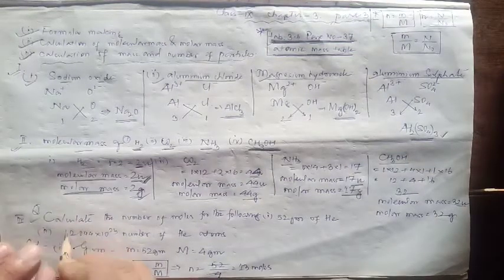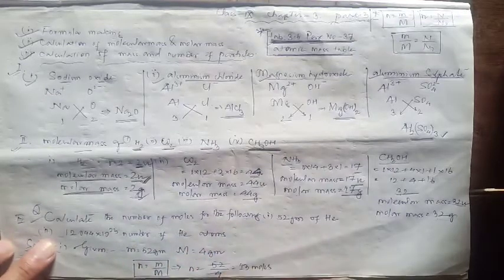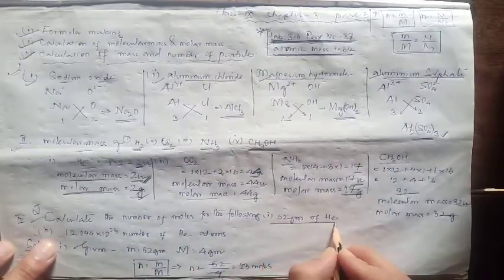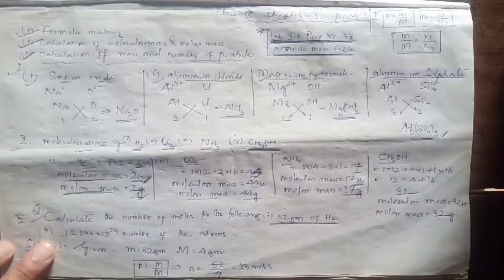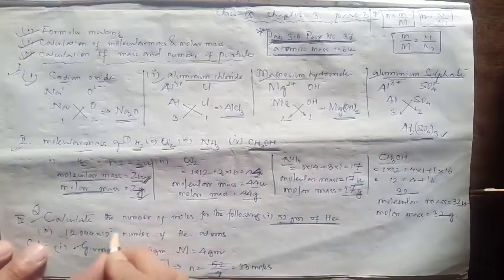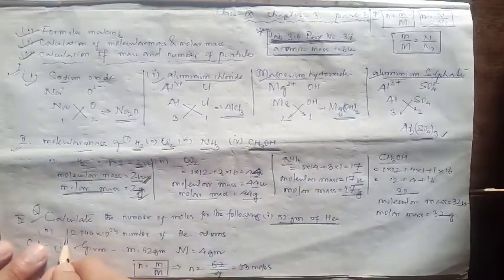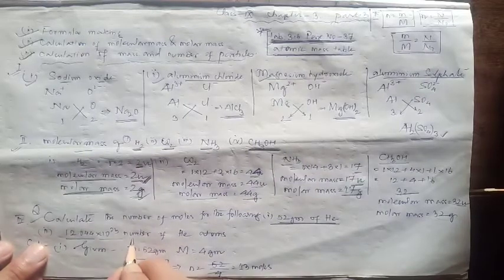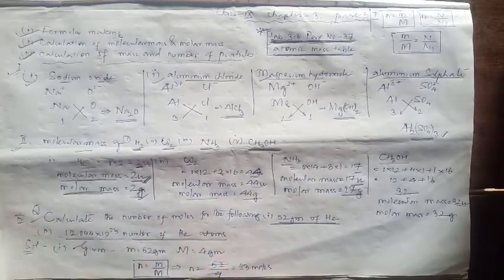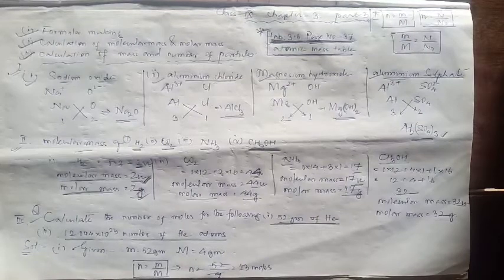Suppose here is a question. Calculate the number of moles for the following. First part, 52 gram of helium. And second part, calculate the number of moles for 12.044 into 10 raised to 23 helium atoms. So we have two different parts of this question. Let's start with the first part.